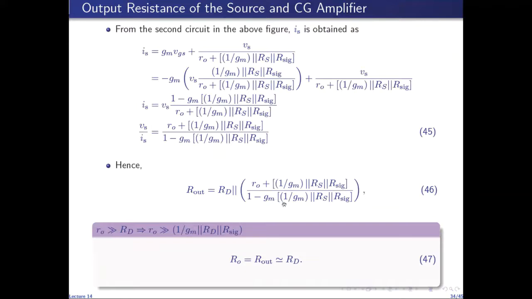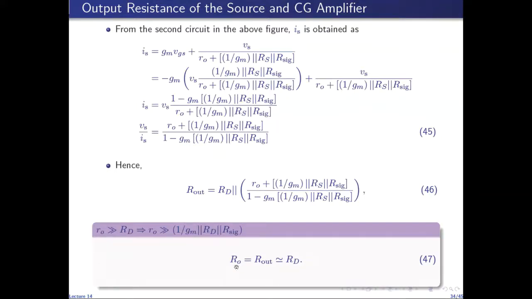In the denominator, since this parallel combination is smaller than 1 over gm, this product is less than 1, and this denominator is less than 1. So this factor is even greater than small r naught, which means that Rout is very well approximated by RD.